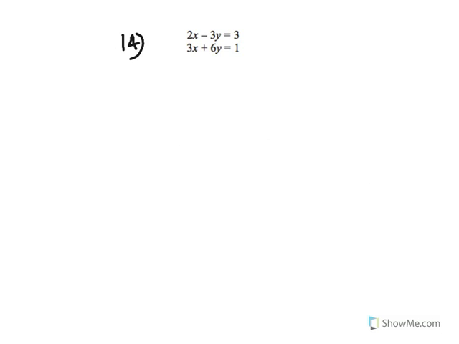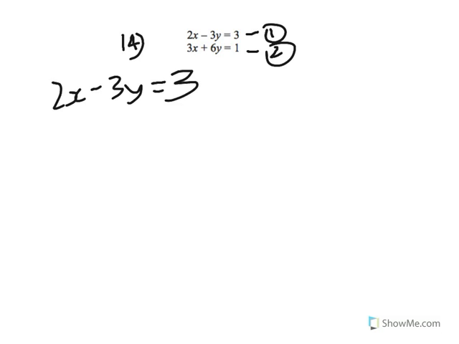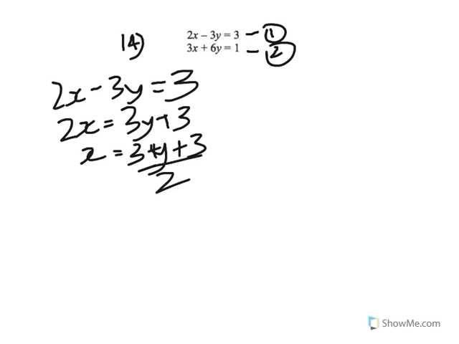Now question 14, you're being asked to solve the simultaneous equations. There are 2 ways of doing this, either substitution or elimination. This time I'm going to do the substitution method instead of elimination, just because I feel like it. I'll call this equation 1 and equation 2. I'll take equation 1, 2x minus 3y is equal to 3, and make x the subject. So 2x is equal to 3y plus 3, so x is equal to (3y plus 3) over 2.